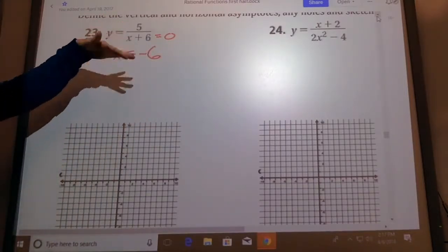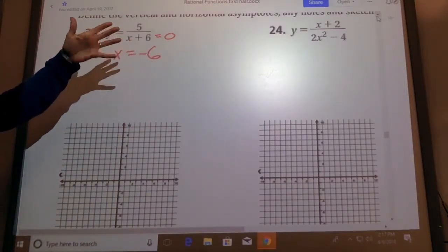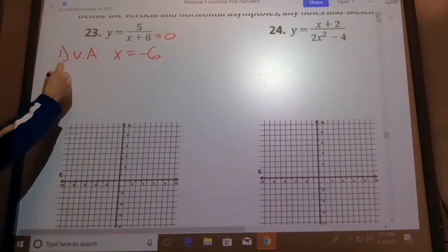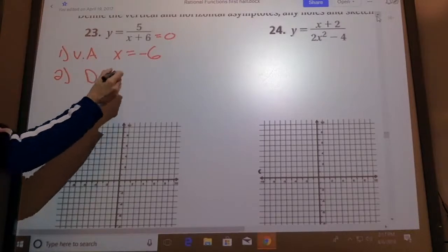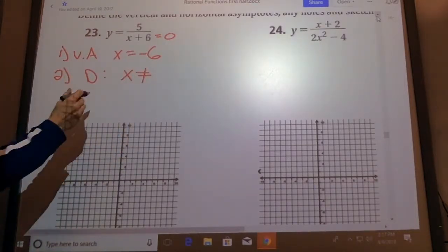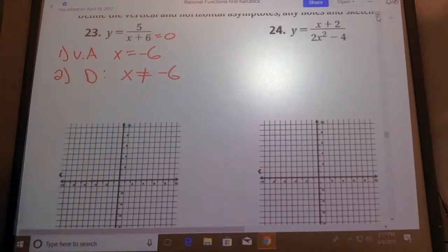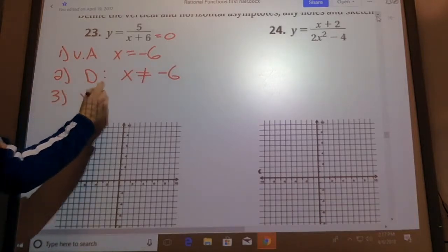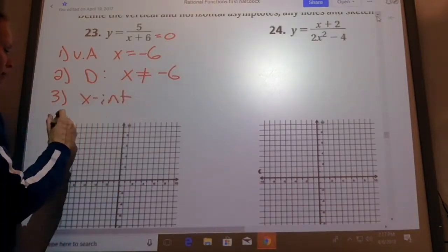Did anything cancel out, cross off? No, so there's no holes. I don't have to worry about that. Okay, so then I can worry about domain. Domain x can't be what? -6 because there's an asymptote there. Then I can do x-intercept and y-intercept.